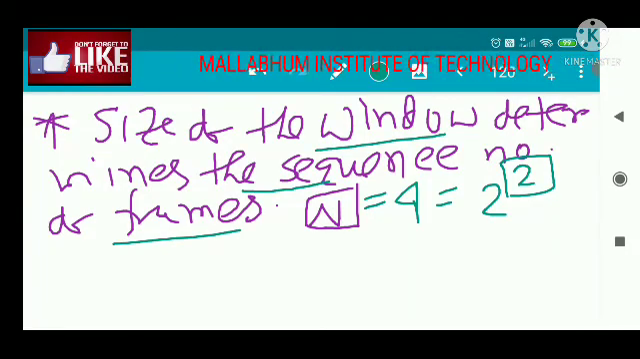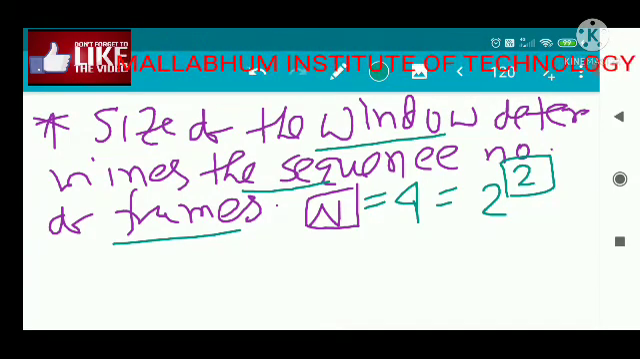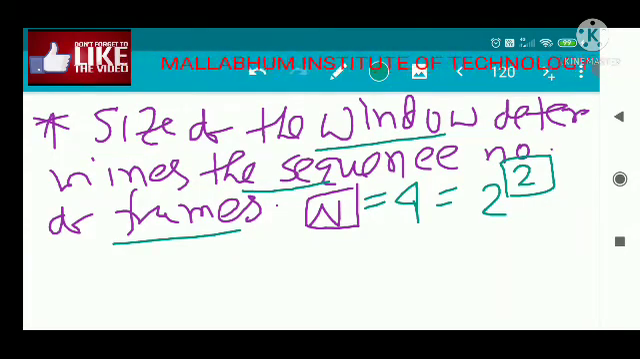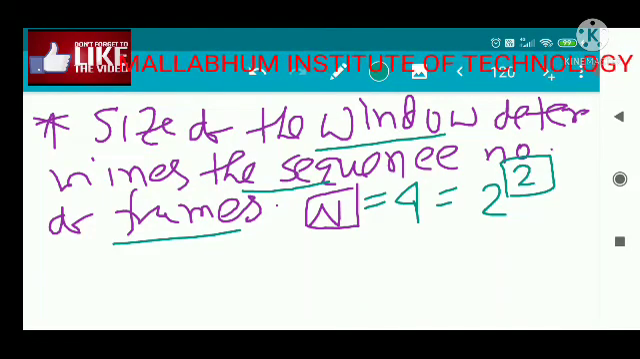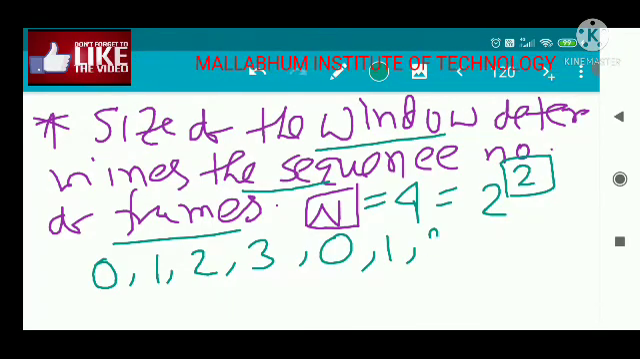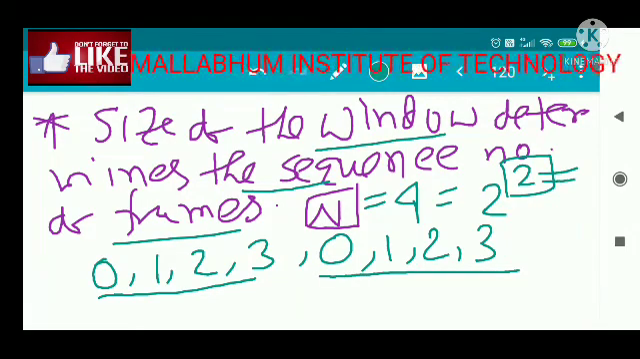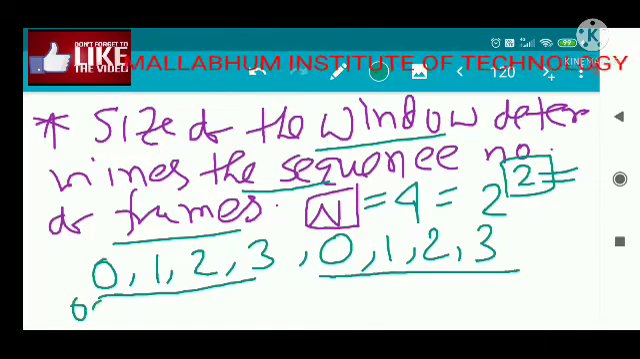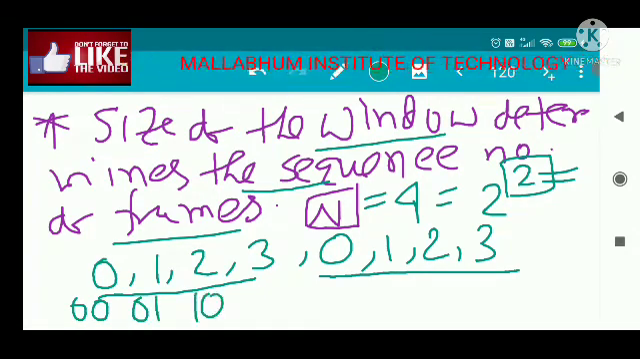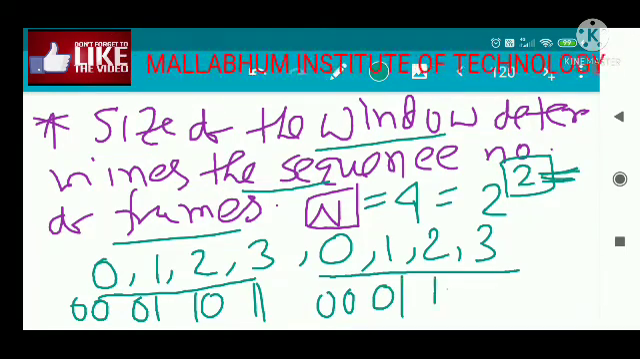Just understand this. Suppose 2 to the power 2. That means in the sequence number of the window there are two bits that can represent the sequence. Two bits means the sequence will be marked as 0 1 2 3, again 0 1 2 3, because the window size is 4. Now 0 is represented in binary as 00, by 2 bits. That is the meaning of this 2.